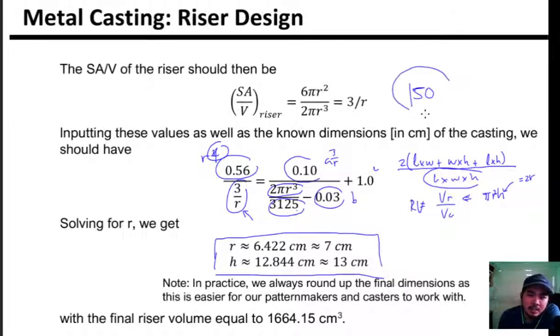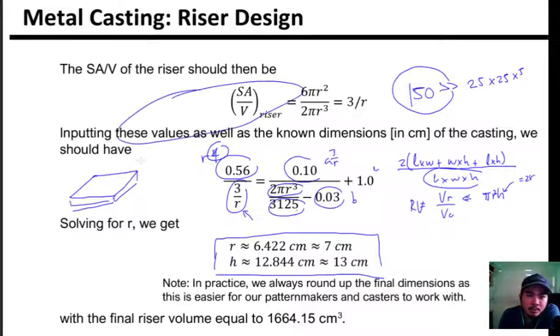Parang ganyan. If it's 150 yung radius niya, it doesn't make sense because sobrang mas malaki to kaysa yung dimensions ng ano natin, which is just 25 by 25 by 5. Tama? So it's larger, yung 150 is larger than, so parang if you think about it, kung ito yung casting mo, yung side riser mo, parang ganyan. Mas malaki pa yung riser kaysa yung actual na kinakast mo. Sana nagcast ka na lang ng riser, ano?